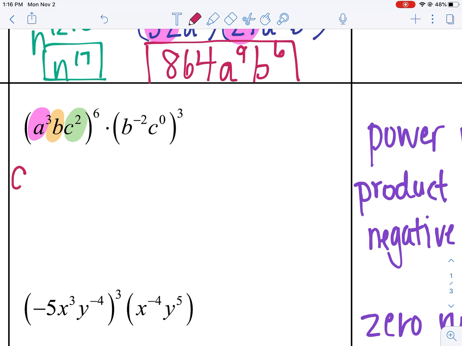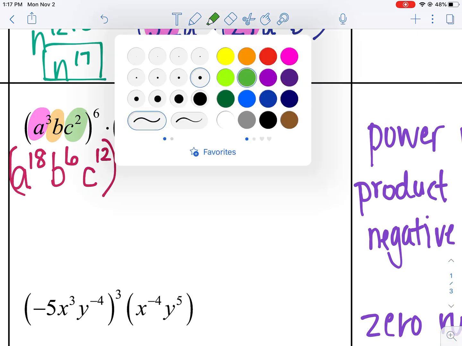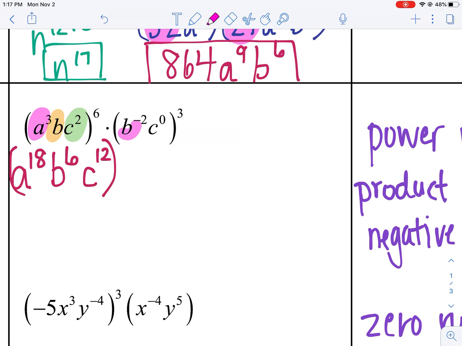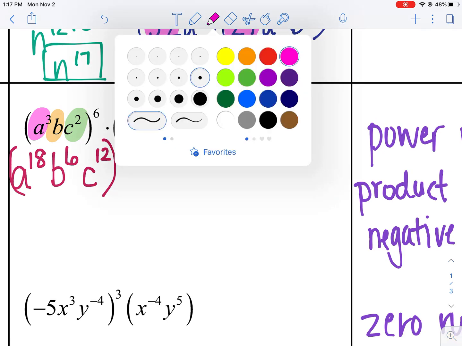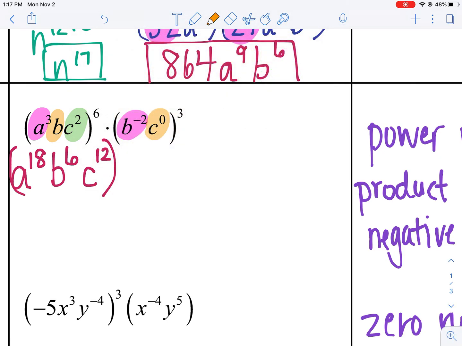So I have a, 3 times 6 is 18. B, we just put the 6 power on. It's like you're multiplying 1 times 6. And C becomes 2 times 6, which is 12. So there's your first set of parentheses. In your second grouping, you have a b to the negative second power as well as a c to the 0 power. And yes, you can apply a power with a negative exponential power.